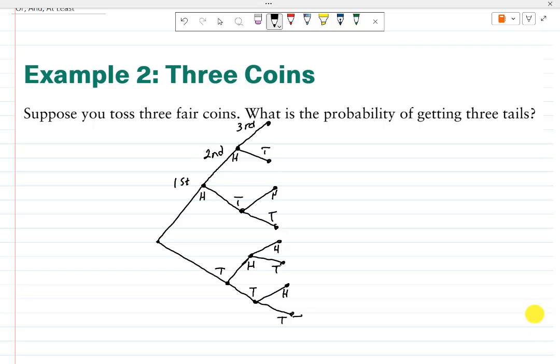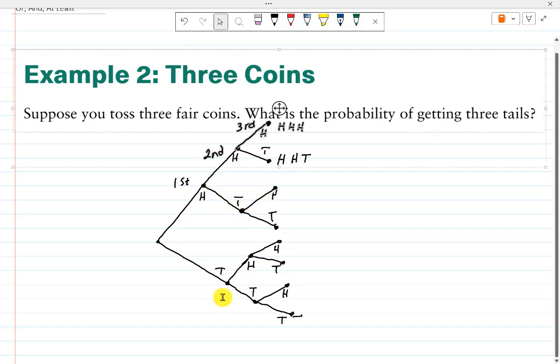All right, now let me follow along with each of these paths starting from here. If I go along this top one here, I have an H, H, H. That's the three heads. They're not asking us that, but the probability of three heads is actually the same as the probability of three tails. Let me move on to the next one here. We have H, H, T. Then we have heads, tails, heads. And then finally heads, tails, tails.